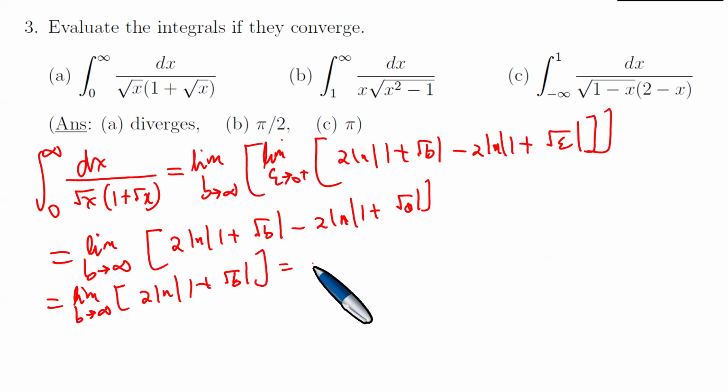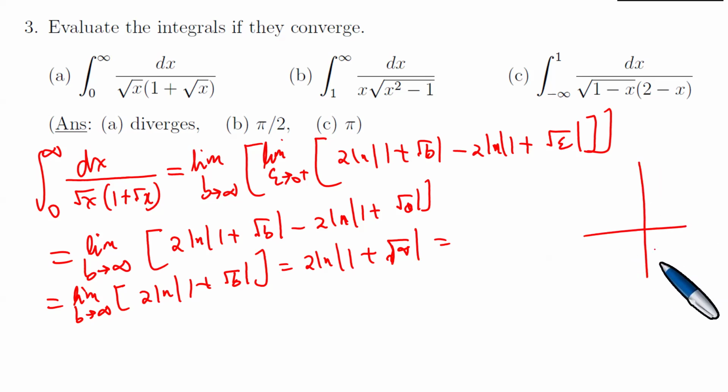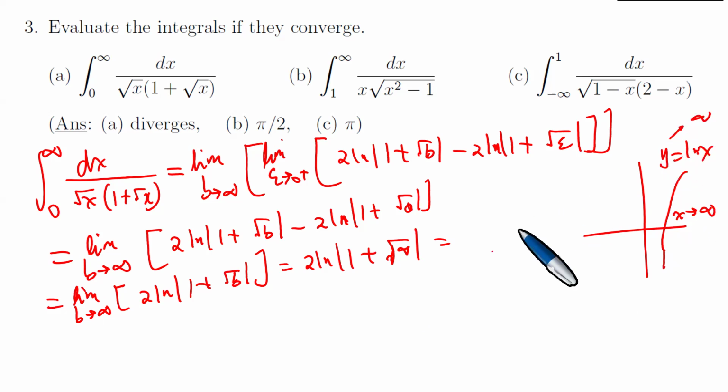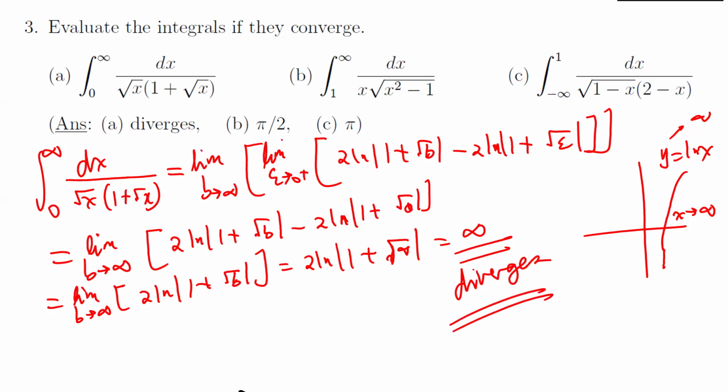But now we take the other limit as b approaches infinity. So it's going to be 2 the ln of 1 plus the square root of infinity. The square root of infinity is what? It's infinity. 1 plus infinity is infinity. Looking at the log graph, it is clear that in the Cartesian coordinate system, this is the graph of y equals the natural log of x. But if we take the limit as x approaches infinity, this graph also approaches infinity without bound. And therefore, this becomes infinity, and therefore it diverges. Okay, think about this and see if you have a question on this kind of problem.